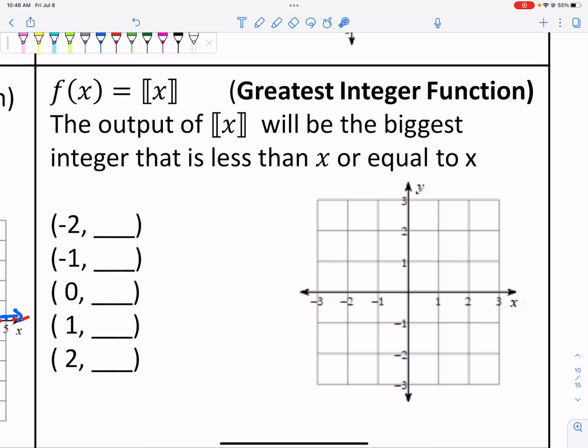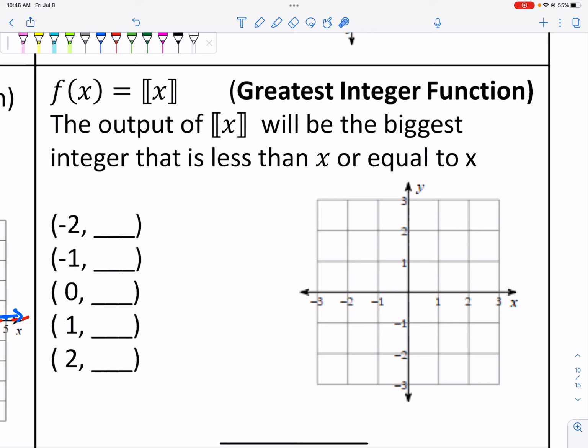In this video, we will go over how to graph the greatest integer function. For the greatest integer function, we have this notation to represent it. The output of the greatest integer function of x will be the greatest integer that is less than or equal to x. Recall that integers have to be whole numbers, positive or negative or zero. So the output is always going to be a whole number.